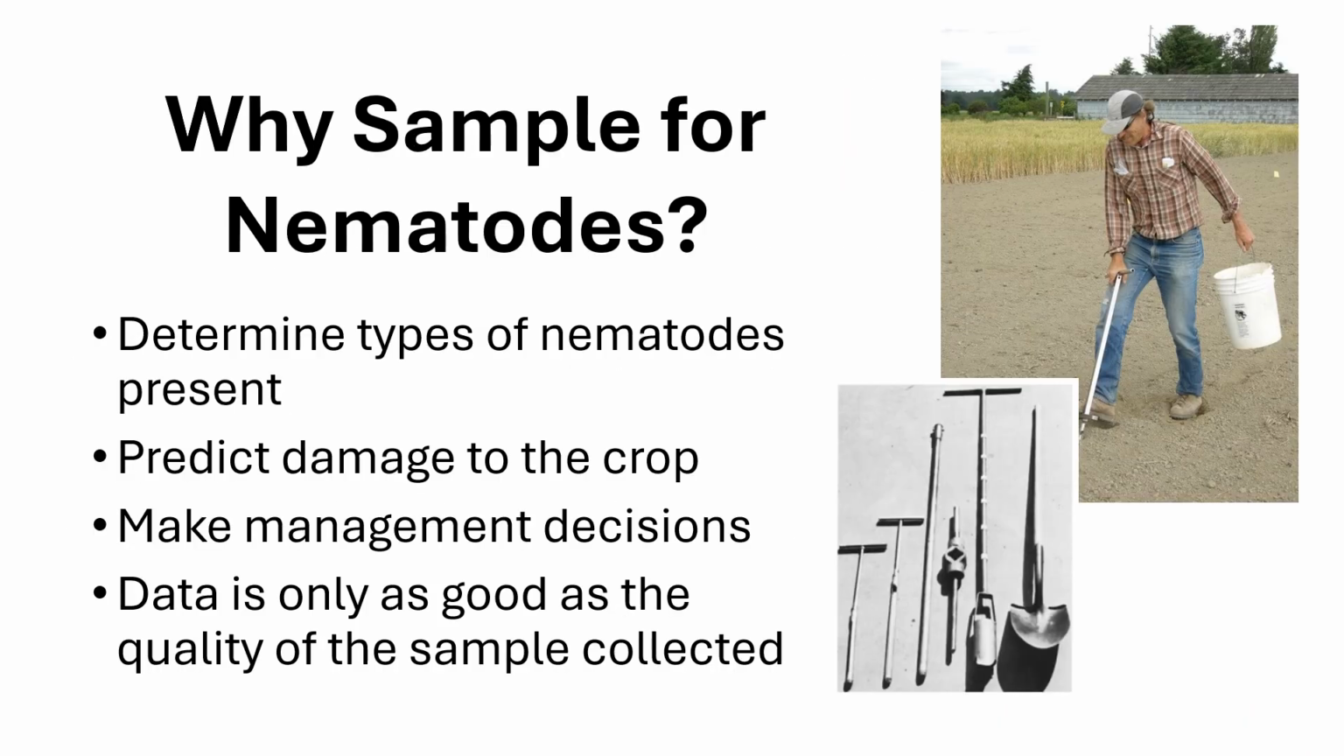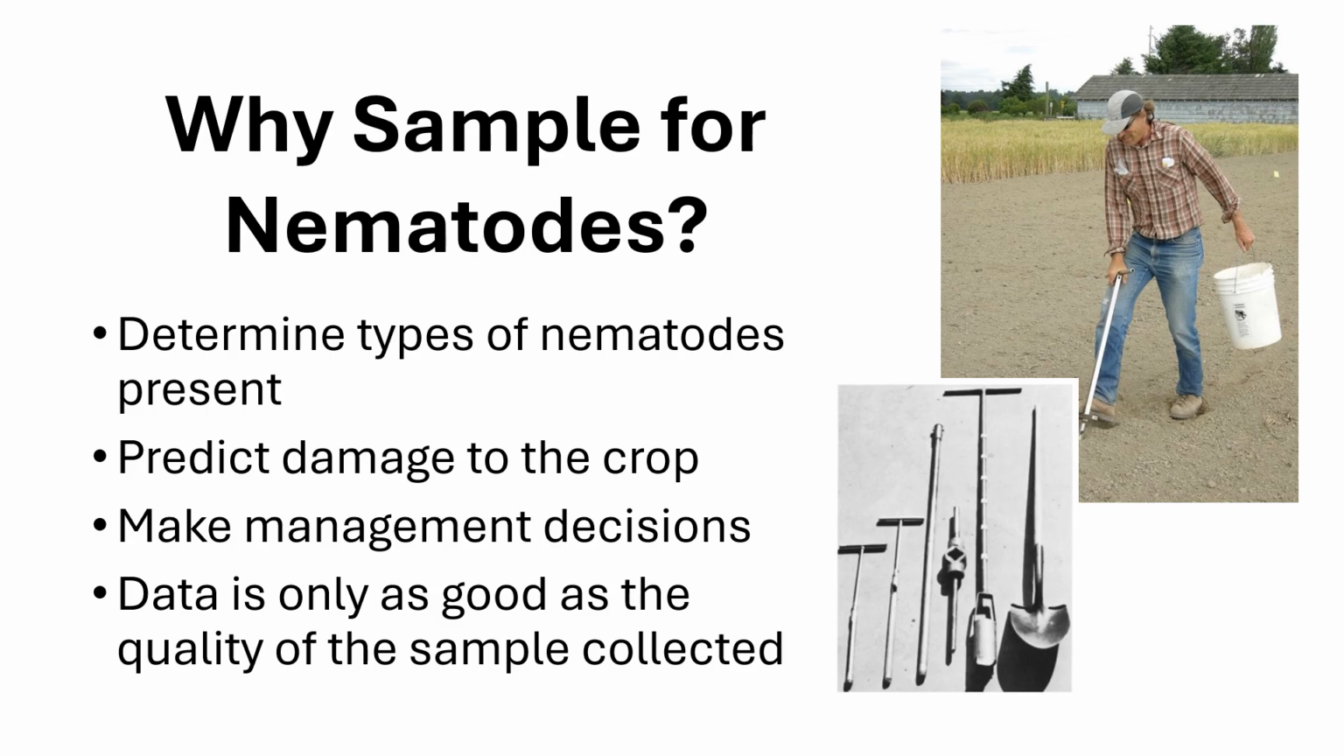You may be asking, why should I sample for nematodes? Well, sampling for nematodes is a very useful tool to help identify who's in the field, because we can determine the types of nematodes that are present and the quantities at which they are present through sampling. We can then also help predict the damage to the crop by knowing the nematodes present and help make management decisions. Our data is only as good as the quality of the sample collected, which is why I'm talking to you today, because in order for us to make those decisions, we need to work with you to decide where we need to sample and how much we need to sample so that we can get you the best answers and information possible.